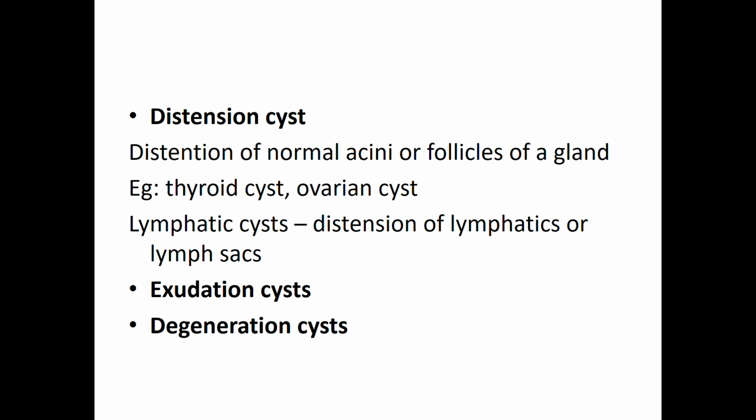Now, distension cyst, what happens here? Again, it can be associated with the glands, but here there's no problem in the duct, or there's no blockage of the duct. Here the acini or the follicles of the gland become bigger in size. So if they become bigger, their production may increase, because of which it may give a cystic appearance. The other varieties are the exudation cyst, which you already discussed in the previous type of false cyst, and the degeneration cyst. So this we'll not see again. We'll move to the next type.